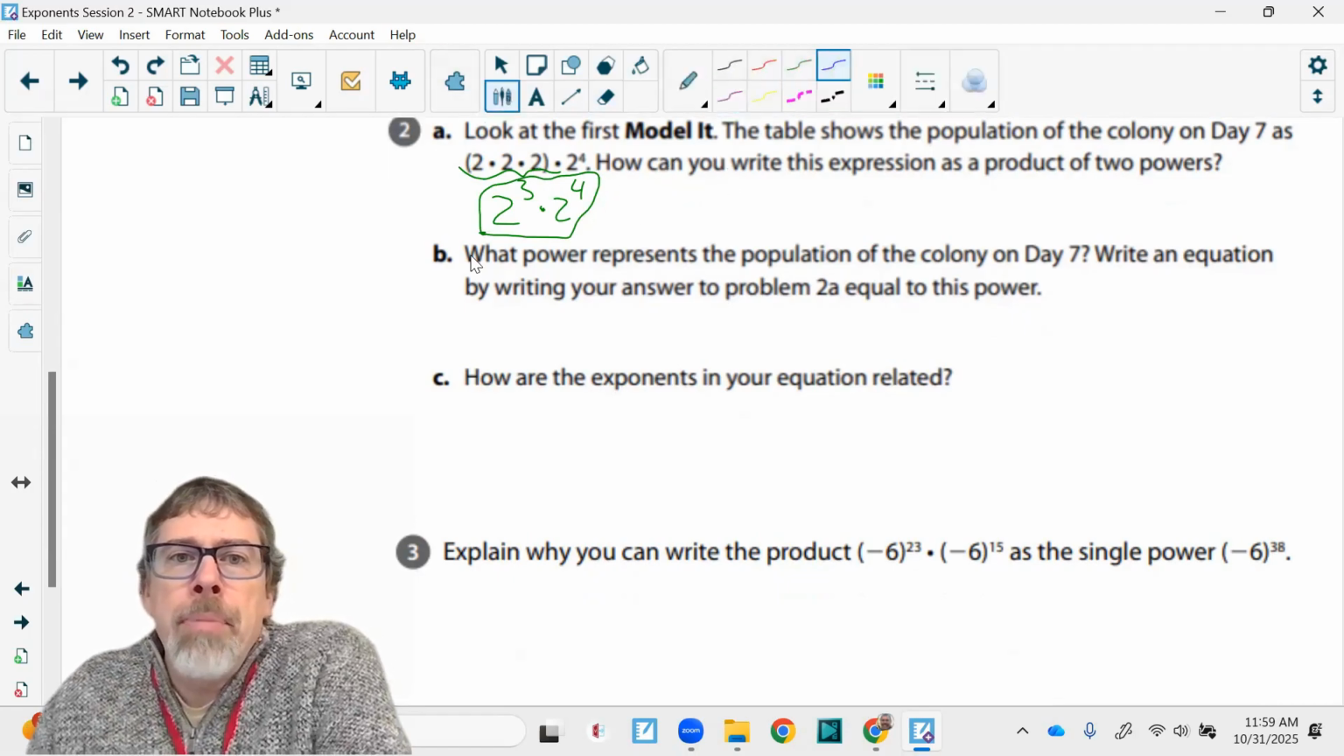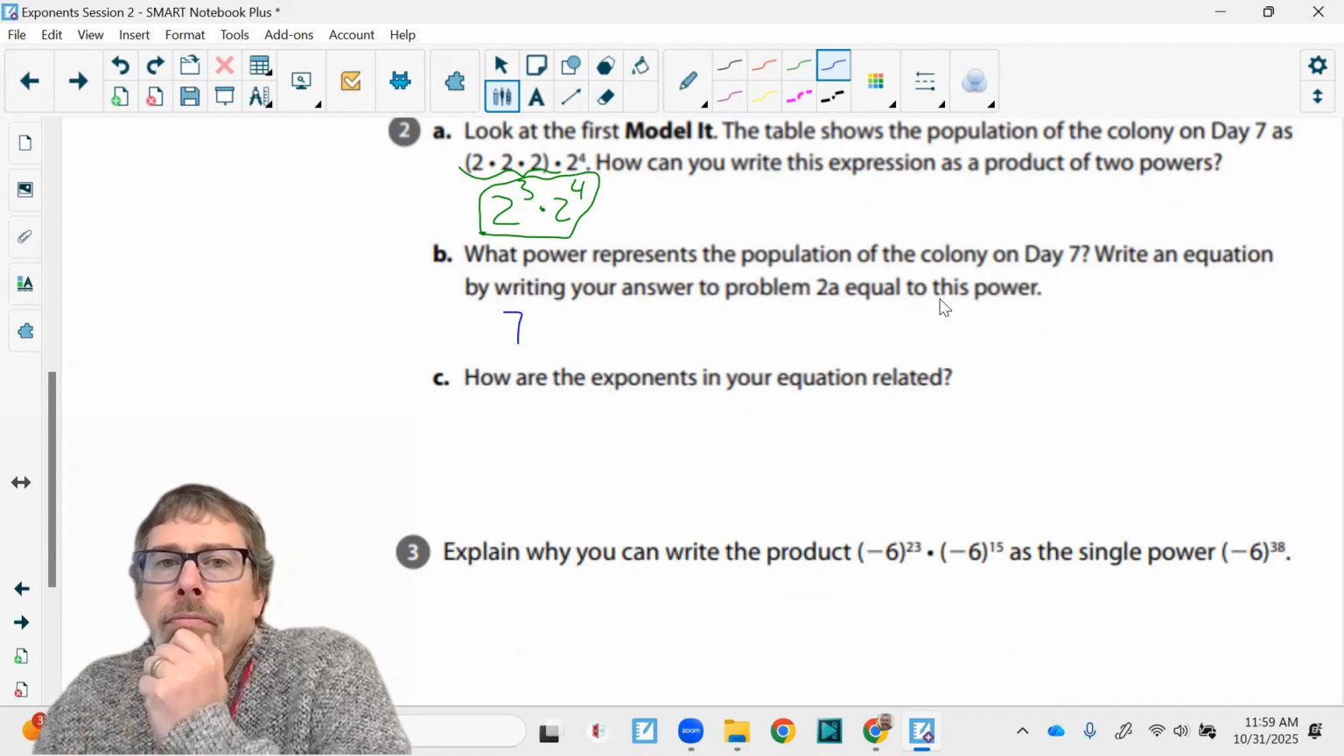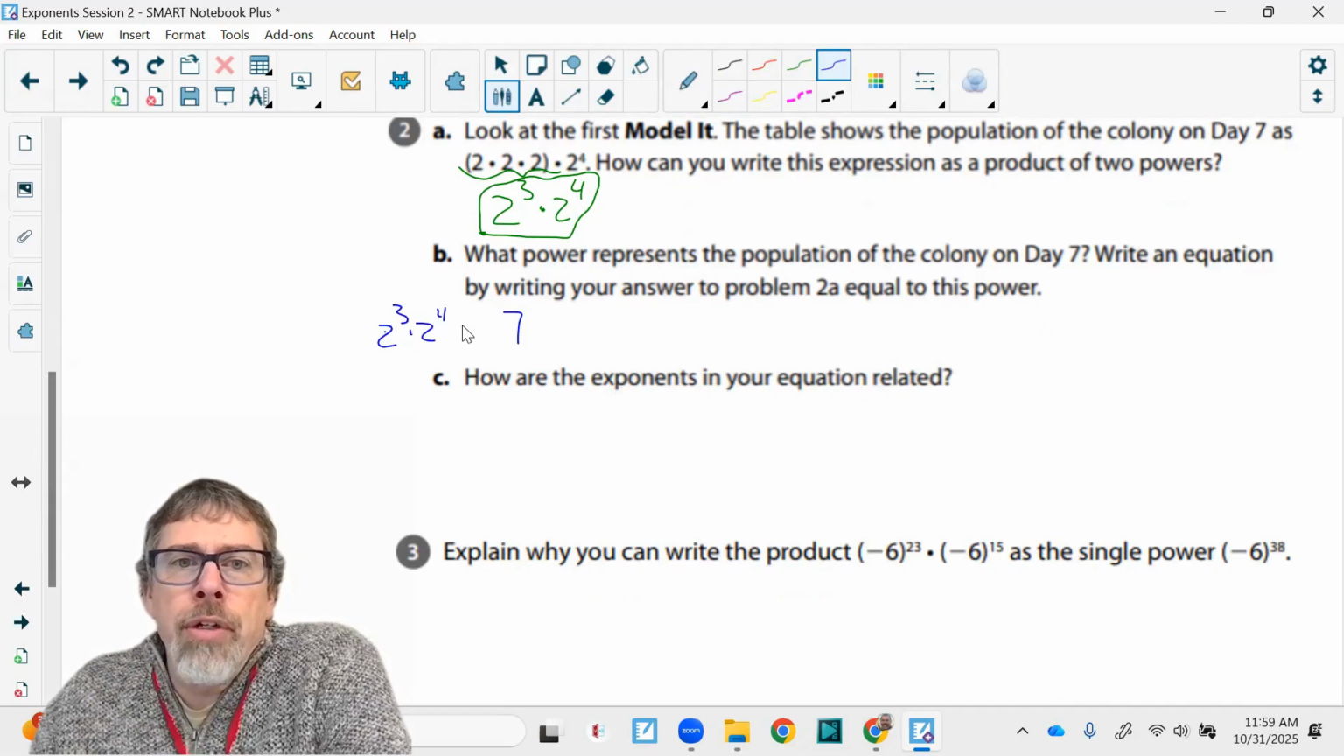Okay. B, what power represents the population of the colony on day 7? Well, it's the power of 7. So it says, write an equation by writing your answer to the problem 2A equal to this power. So 2A, that would be 2 to the 3 times 2 to the 4 equals 2 to the 7.